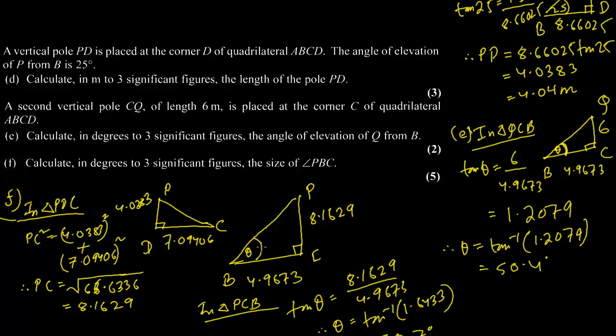You can use the cosine rule because you know PC, you can figure out PB, and you know BC. So using the cosine rule, you can easily find it out. Remember, the cosine rule is applicable, but what they say in the syllabus, you don't have to. But if you cannot figure it out, you can use the cosine rule.